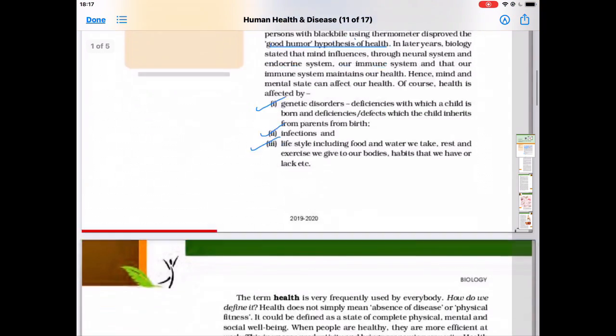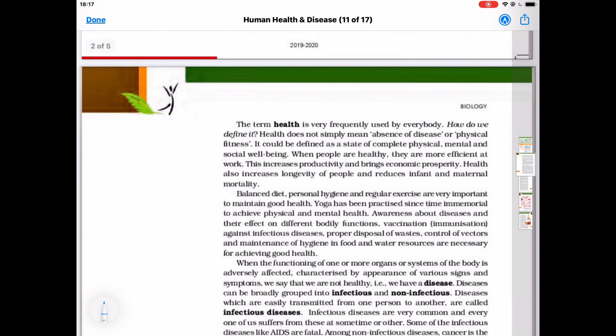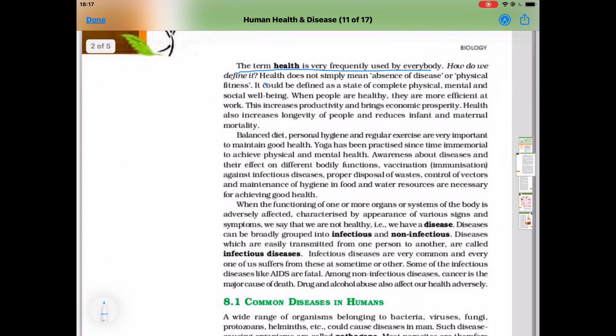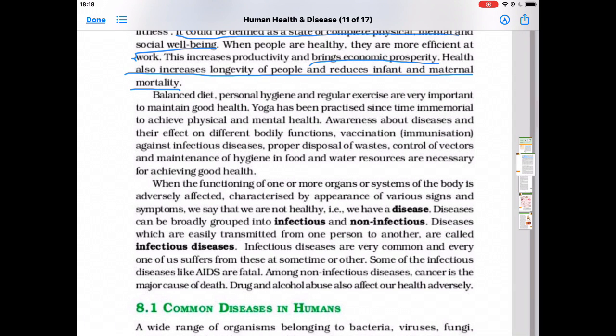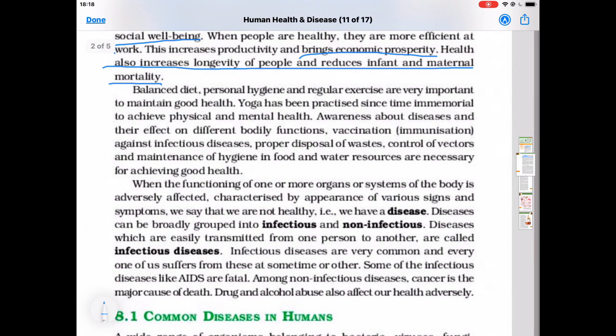The term health is very frequently used by everybody. But what is health? Health does not simply mean absence of disease or physical fitness. It could be defined as a complete physical, mental and social well-being. When people are healthy, they are more efficient at work. This increases productivity and brings economic prosperity. Health also increases longevity of people and reduces infant and maternal mortality. Maternal means mother's death at the time of delivery.